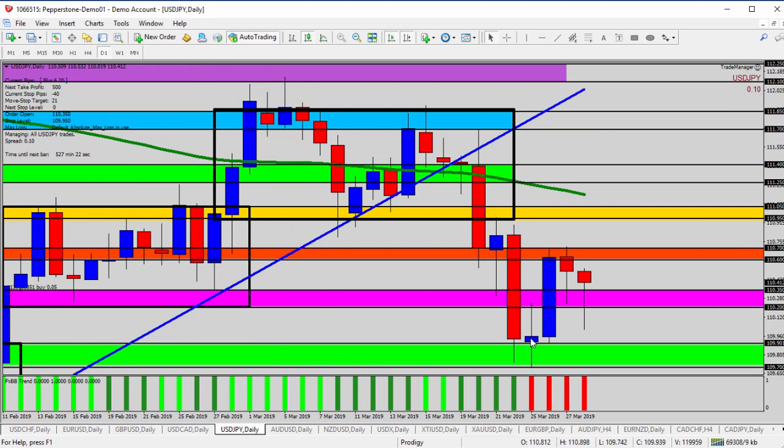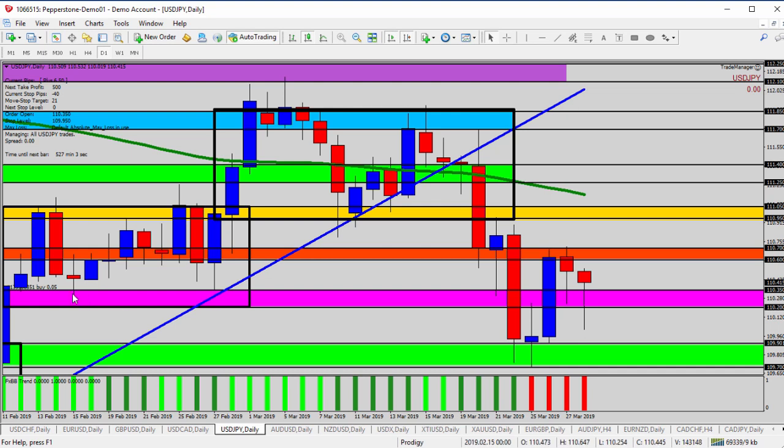Let's go ahead and zoom it in one more time. We had a nice rebound on Monday, pushing all the way back into 110.60, 110.70, the orange shaded area. We've seen a little bit of a dip back down. Now, take a look at this pink zone. This is an interesting area, 110.35, 110.20. We had that rebound and then a little bit of a pullback into that pink shaded area.